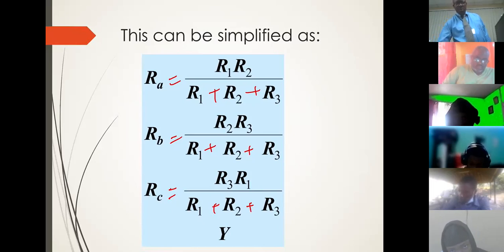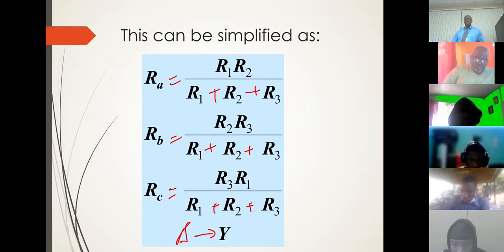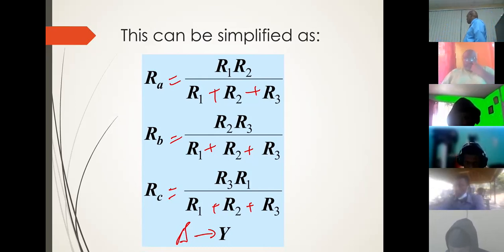And this is for your delta to your star. We sometimes just say delta to Y. All right. But of course, do we want to be asking you to be remembering all of these formulas? Or is there an easy way to do the analysis?